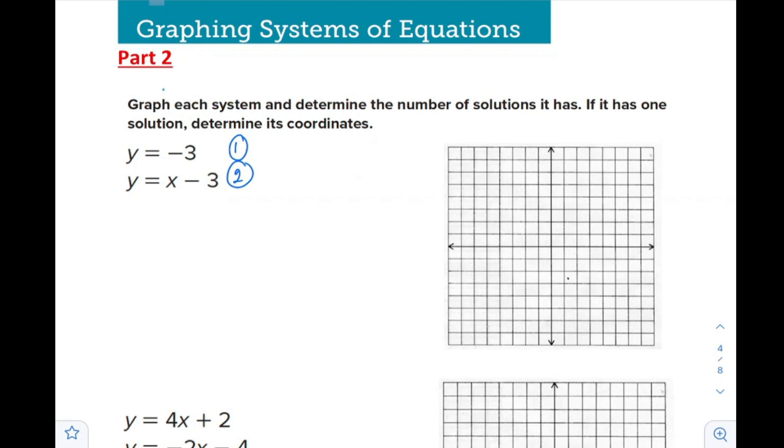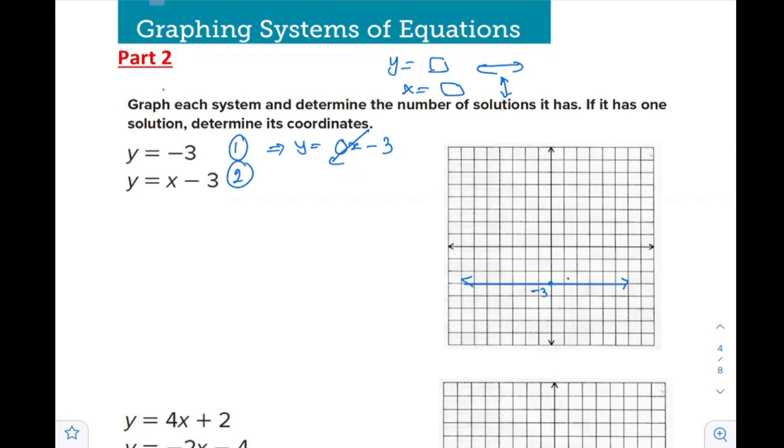Everyone should know that this is a horizontal line passing through the minus 3. If y equals a number, then it's a horizontal line. If x equals a number, then it is a vertical line. So we will go to the minus 3 and graph a horizontal line. If you forget that, you can rewrite it as y equals mx plus b. So it's 0x plus b, which is minus 3. So slope is 0, and slope is 0 means it's a horizontal line. Minus 3 will be your y-intercept. So this is the first equation.